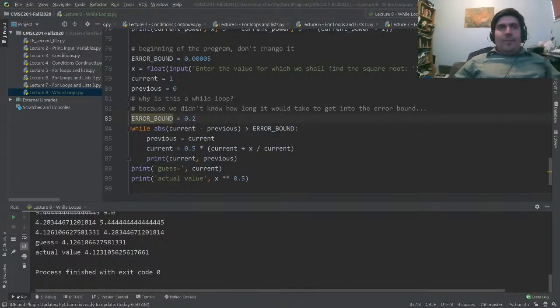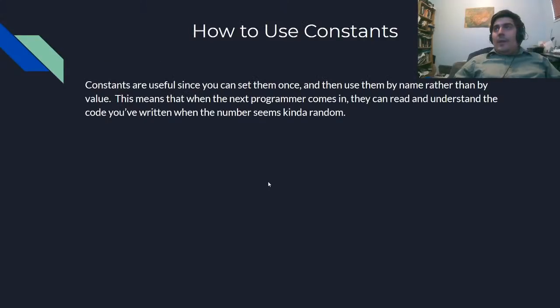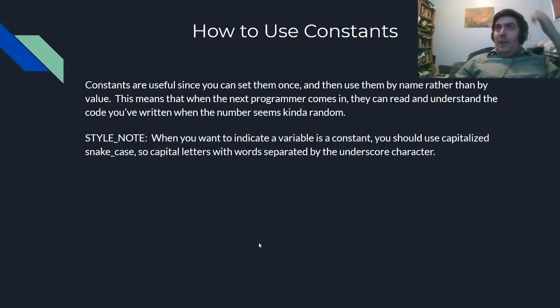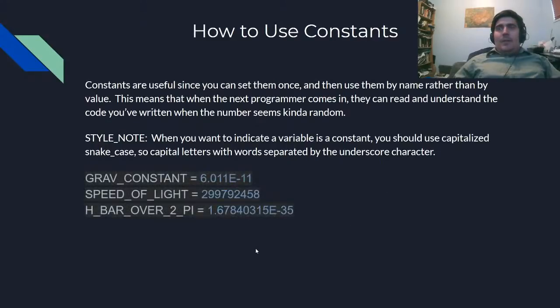So yeah, style note. When you want to indicate a variable as a constant, you use capital snake case like this. Here are some examples of constants that you probably don't really need, but whatever. I guess you did need this one for a homework assignment, but who cares? Cool.